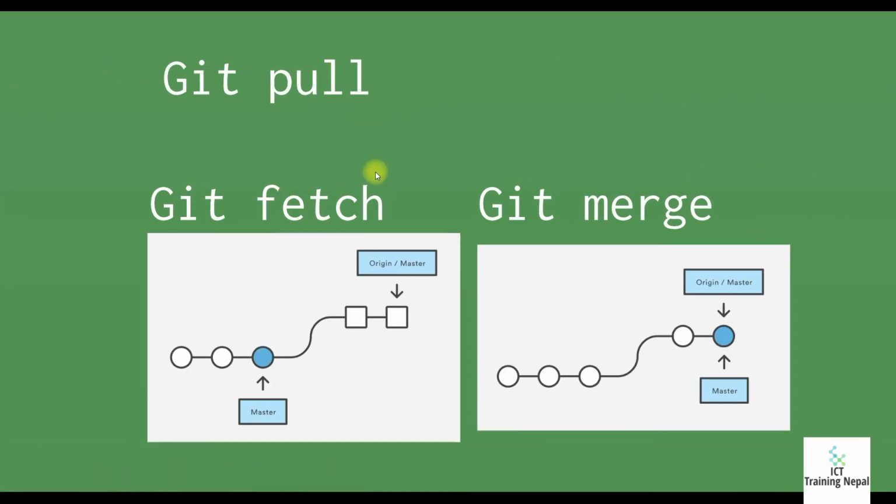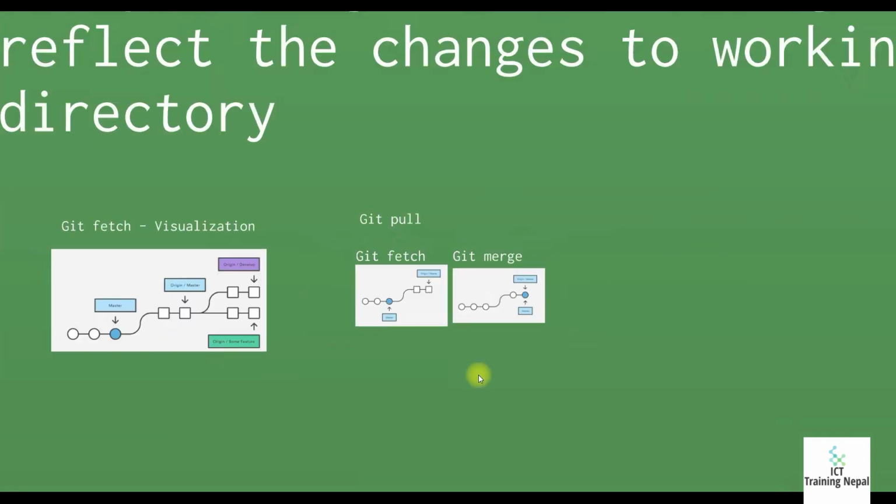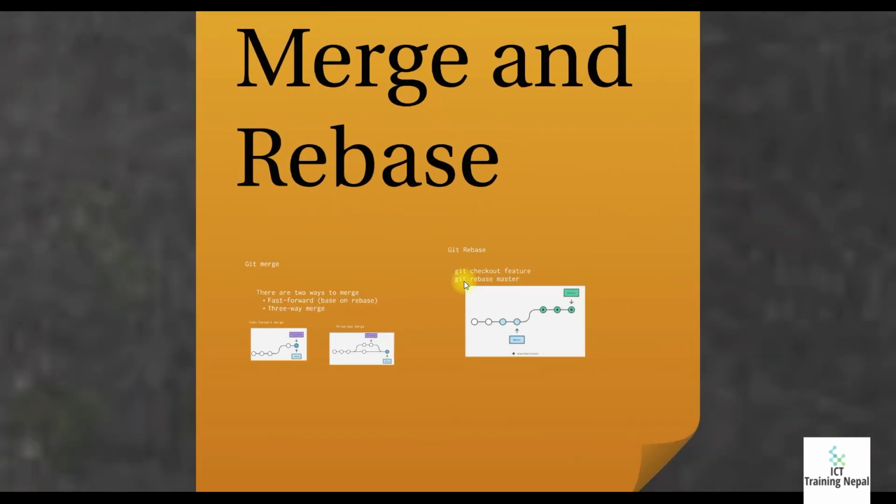Here also Git pull, Git fetch, Git merge. So Git merge means it will merge those things. Git fetch means it will fetch. Okay, so these things we have, and the other thing is the merge and rebase.